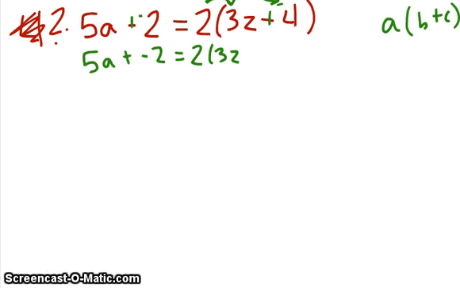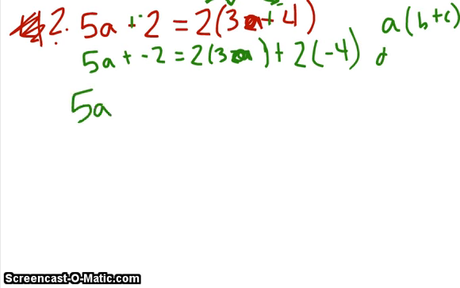I think I meant to write a there instead of z. Whoops. They're all supposed to be a's, those z's. Sorry. I don't know why I have 2 variables there. So we're going to change that z to an a. Sorry. So I have 2 times the quantity of 3a plus 2 times the quantity of negative 4. Alright, so I end up with 5a. Oh, that's our distributive property.